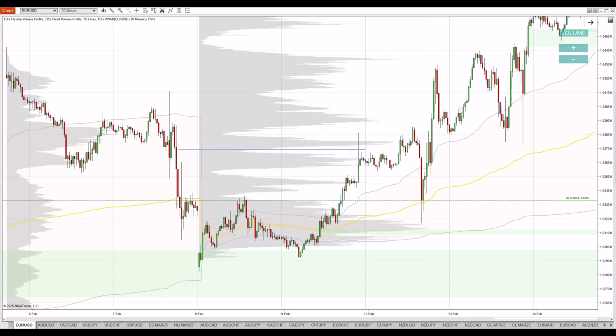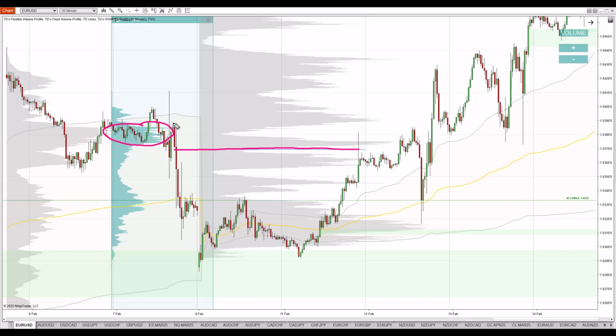So what you see before you is the euro-dollar chart. It is a 30-minute time frame. And in here we had a short level, which was in here, this one. It was based on those heavy volumes here, so this was the short level.